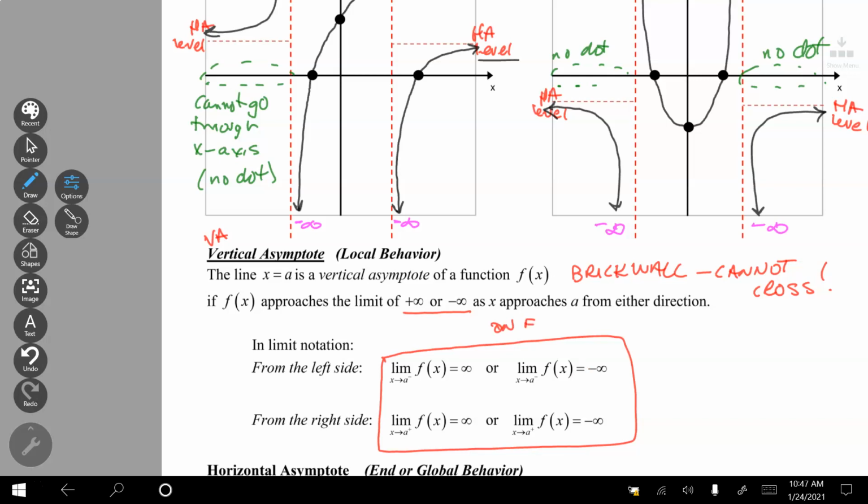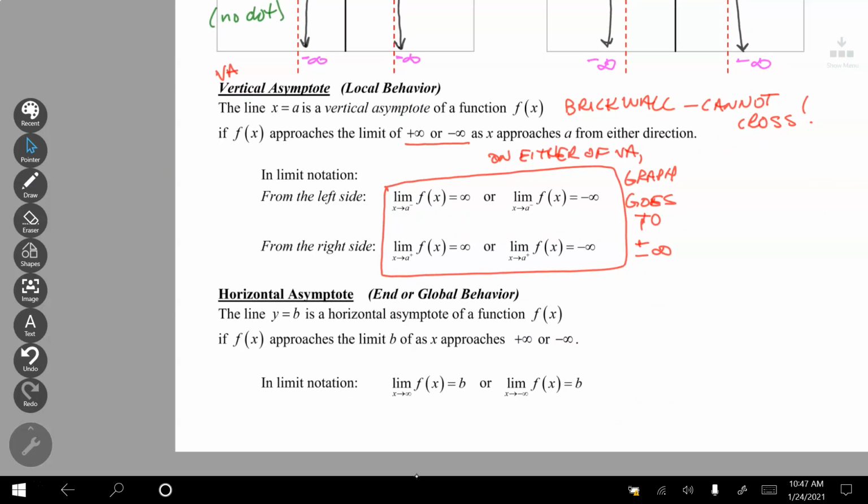So on either side of a VA, the graph goes to either positive infinity or negative infinity every single time. It's never going to stop at some specific number. It's just going to keep on going up and up and up, or down and down and down.